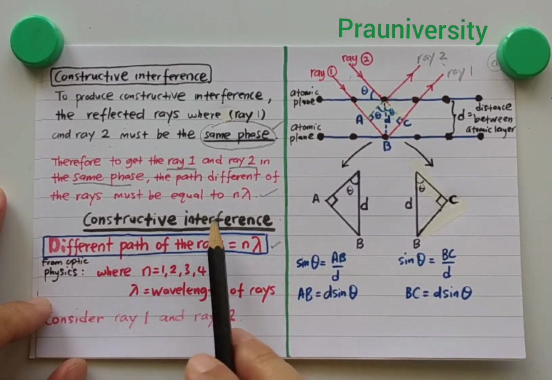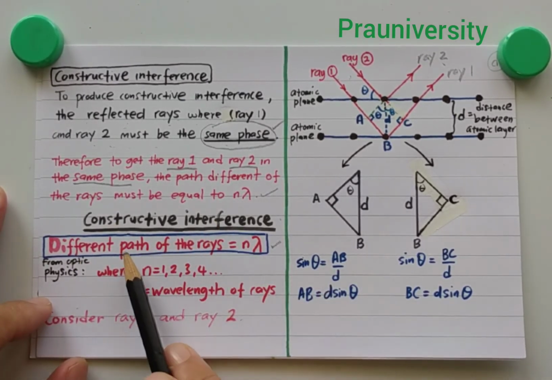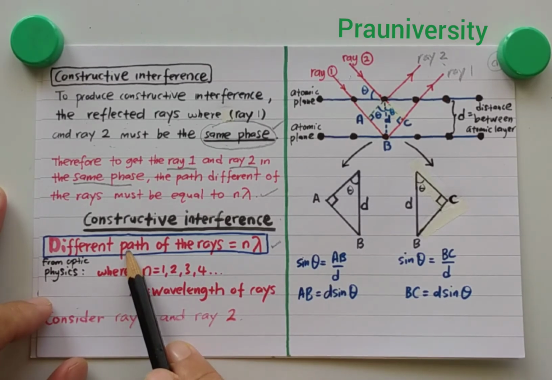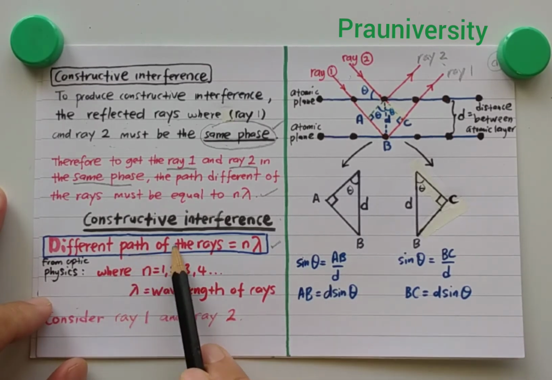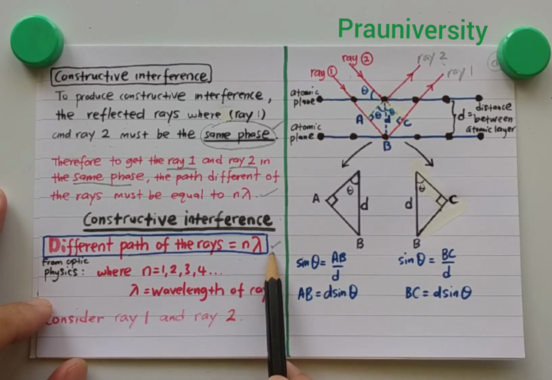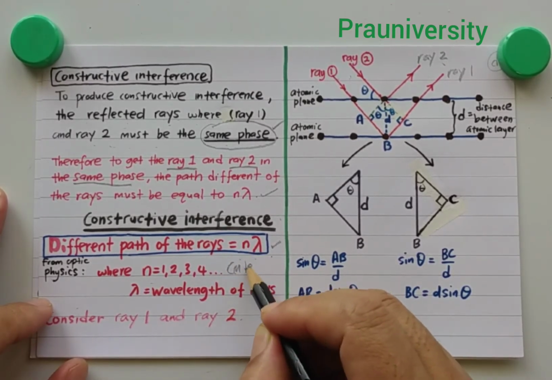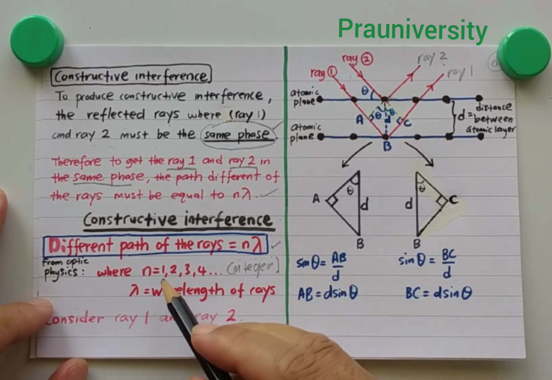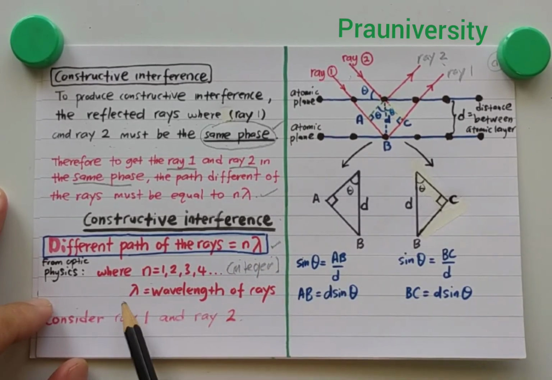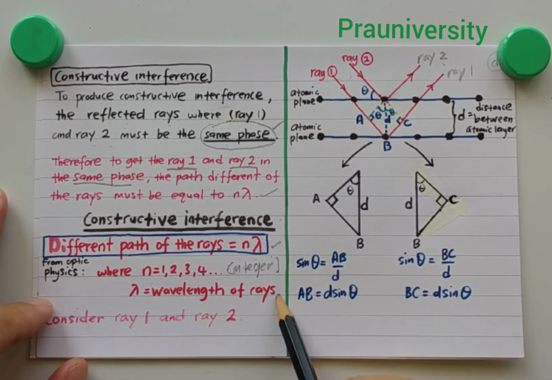So to get constructive interference, that means they must obey this principle. The path difference of the rays equals n lambda, where n is an integer. So the integer starts from 1, 2, 3 and so on, where lambda is the wavelength of the rays.